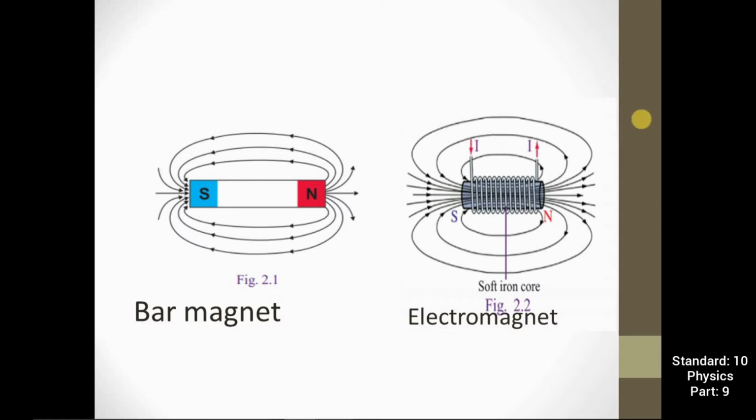Here in this picture, you can see that the magnetic field lines, which are imaginary, start from the north pole and end at the south pole, outside the magnet. The magnetic field lines inside the magnet will be from south to north, so that the loop is closed. This is an electromagnet. Let us see what is the difference between these two.